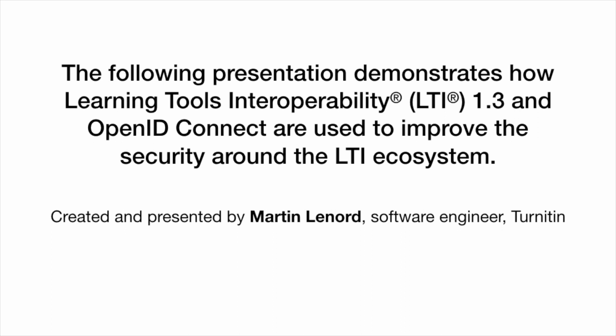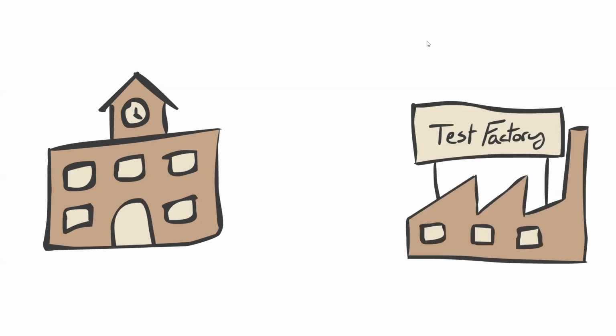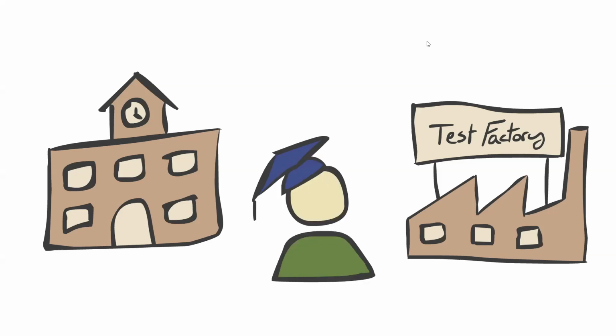For a basic LTI 1.1 launch, you're going to need three separate parties. The first one is the platform, and in this case, we've got a university representing the platform. Then you're going to need a tool. So our tool is the test factory. And then lastly, you need a user. In this case, we have Godfrey here. So Godfrey wants to use the test factory.